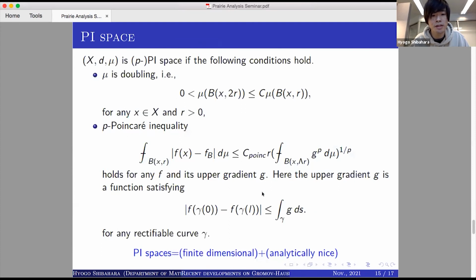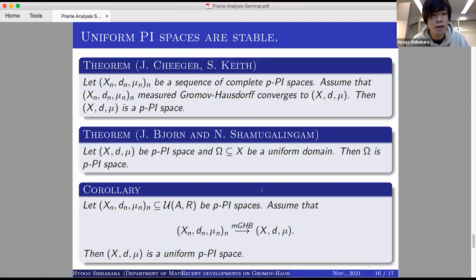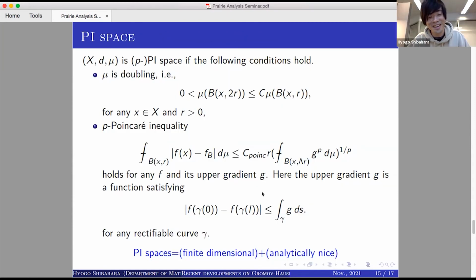And PI space, I'm going to skip this part, sorry, because of the time limitation. If you'd like to take some more time, there is more time, up to you. Oh, okay. Then I would like to briefly talk about PI spaces.